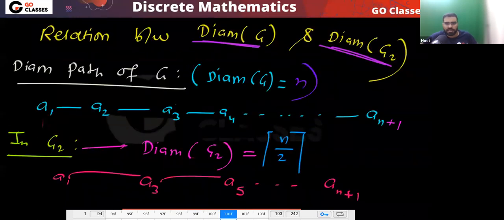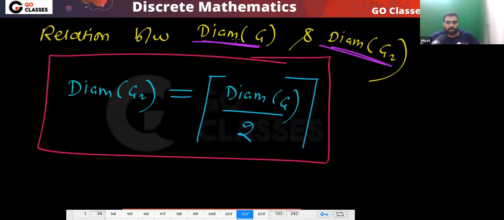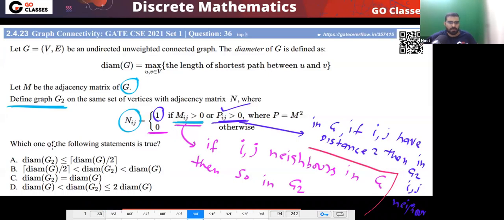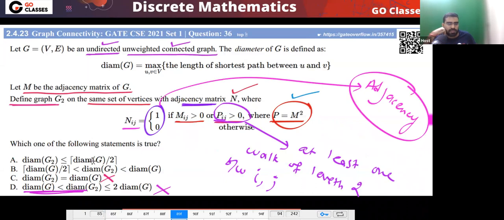So this is what is happening here. The answer will be diameter of G divided by 2 ceil value. So this is the answer. Finally, which option is correct? The only option that is correct is option A.